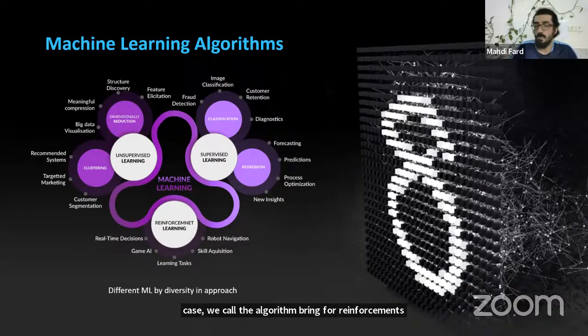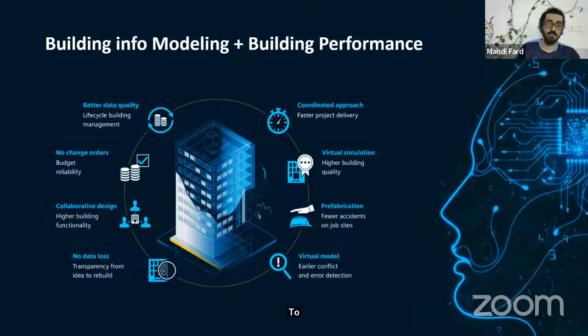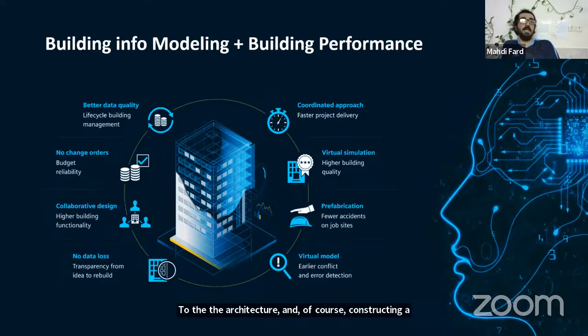Now let's get along with what we have through these kind of stuff that recently has raised up. In different scenarios, from the sketches to the detailed design, the architecture, and of course, constructing a building. And nowadays, we have circular buildings, for example. Just search and read about what is a circular building. We can apply these algorithms for different decision-making stages that we have.